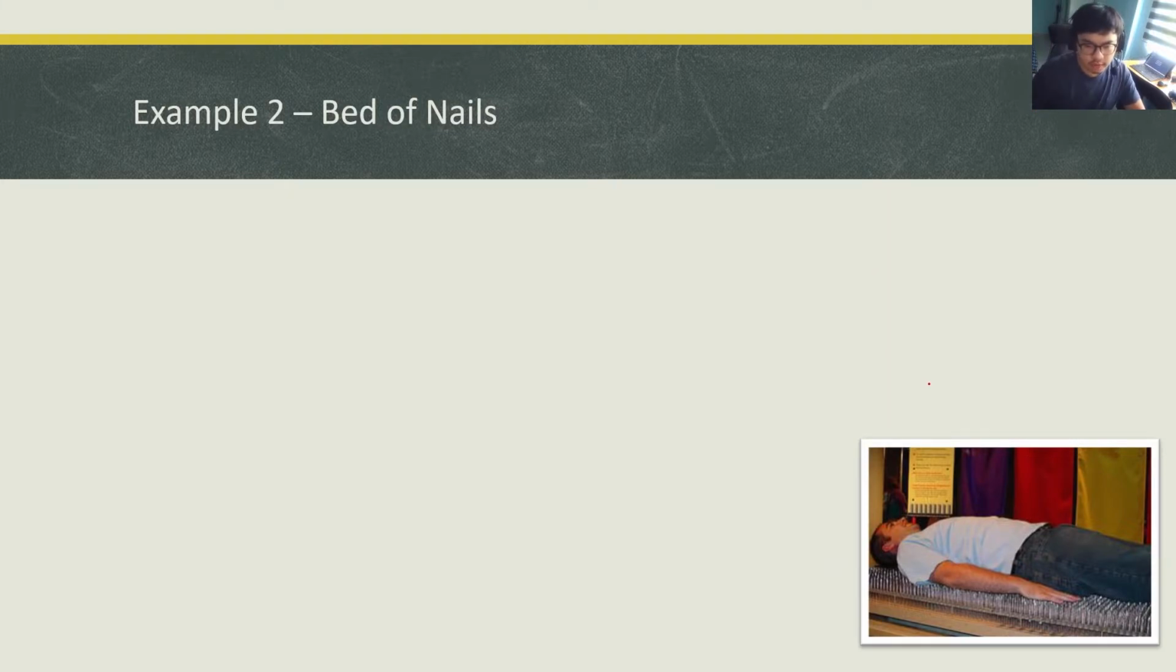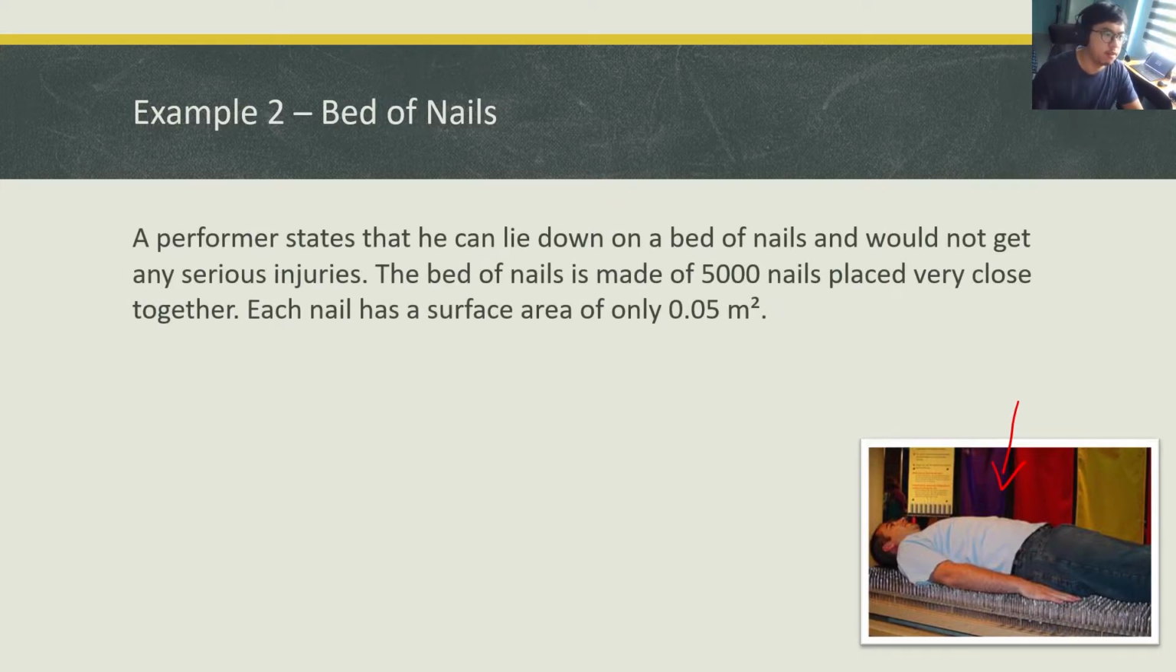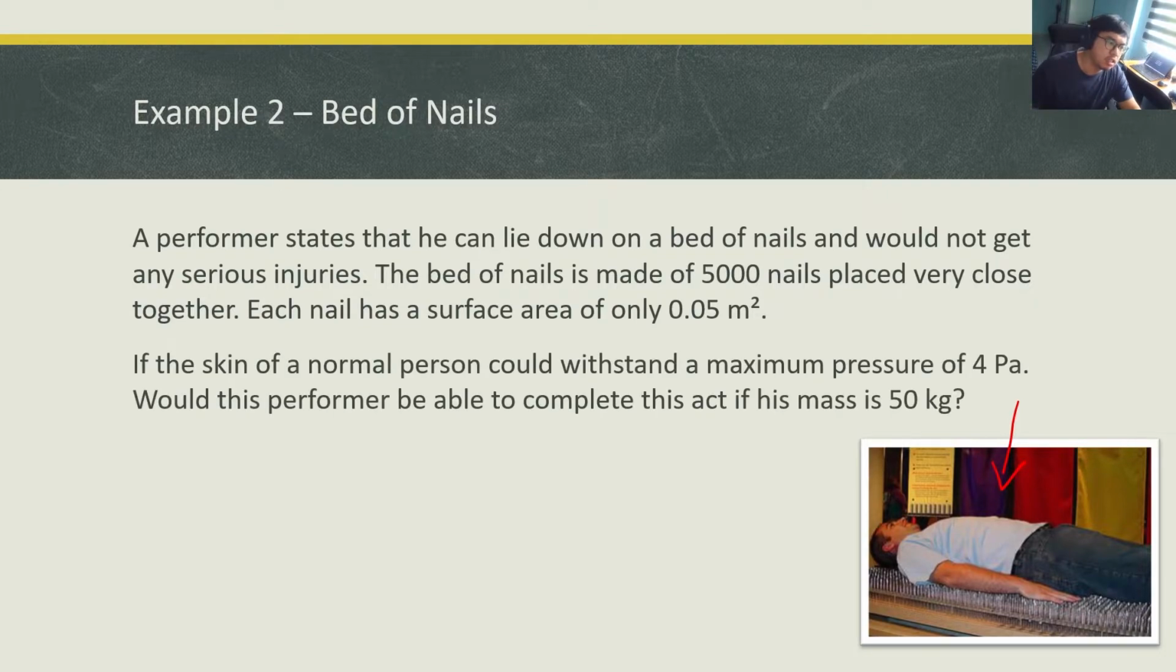So here you have someone doing a performance, and this person is lying down on a bed of nails. The performer states that he can lie down on a bed of nails and would not get any serious injuries. The bed of nails is made out of 5,000 nails placed very close to each other. Each nail has a surface area of 0.05 meters squared. So if the skin of a normal person could withstand a maximum pressure of 4 Pascal, how would this performer be able to complete this act if his mass is 50 kilograms?